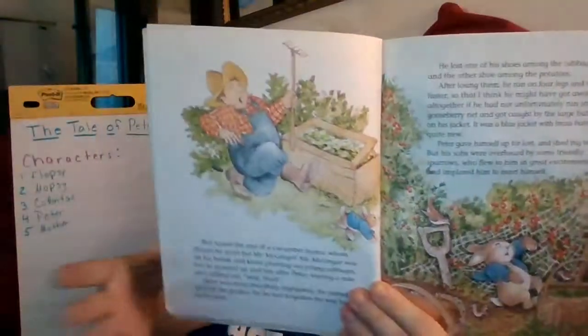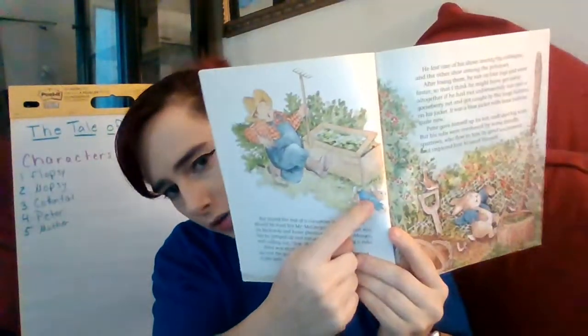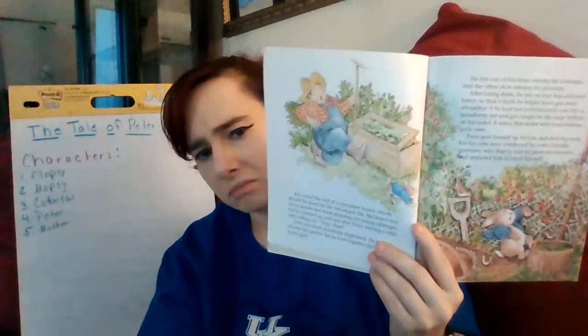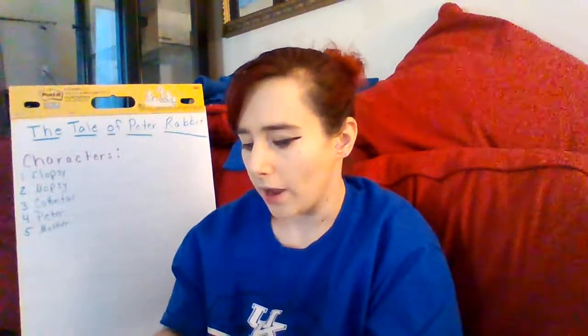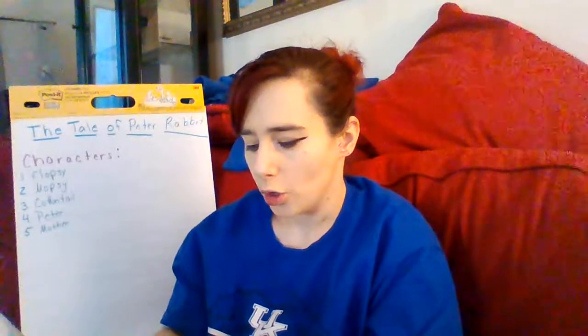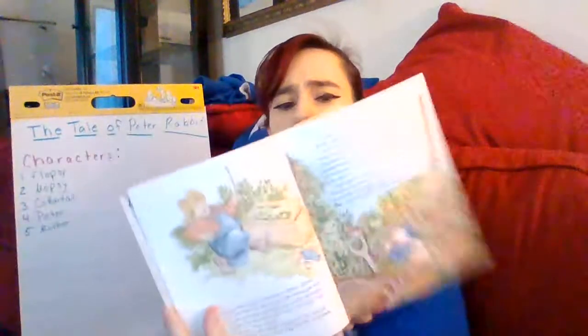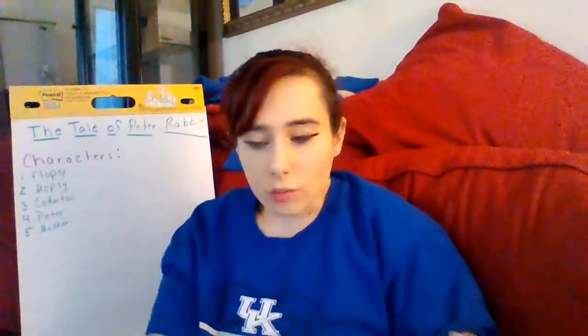Do we see any new characters on this page? Well, we see Peter. Peter's on this page. Who is this? Do we know this person's name? I don't know their name. Let's find out what their name is. But round the end of a cucumber frame, whom should he meet but Mr. McGregor? So who is this? This is Mr. McGregor. So he's a new character.